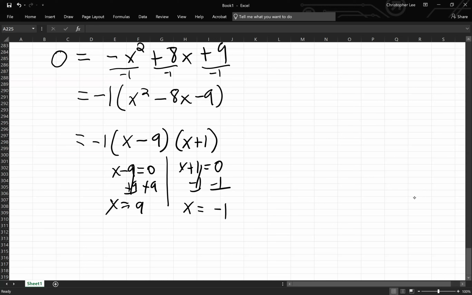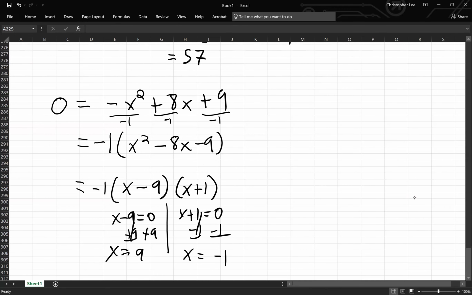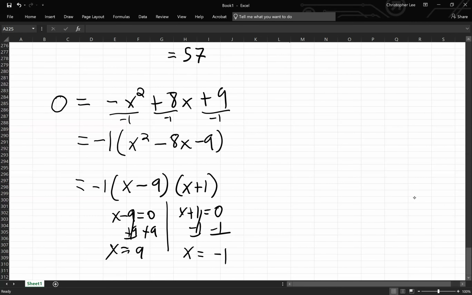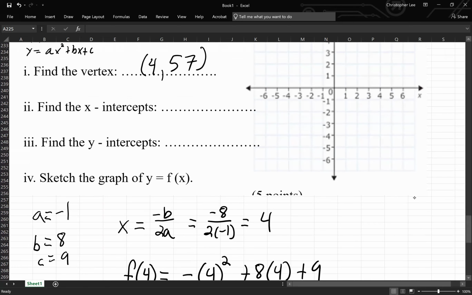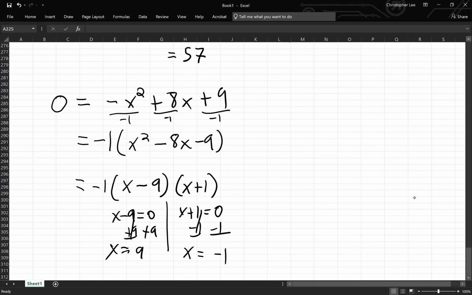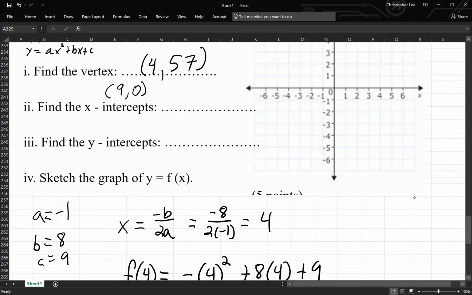Okay. These are my x-intercepts, right? But remember now, the x-intercept is a point. It's a point, right? I'm gonna do a little bit over here because of space. So this is the point 9, comma 0, and the other one, negative 1, the point negative 1, comma 0. Those are my x-intercepts.